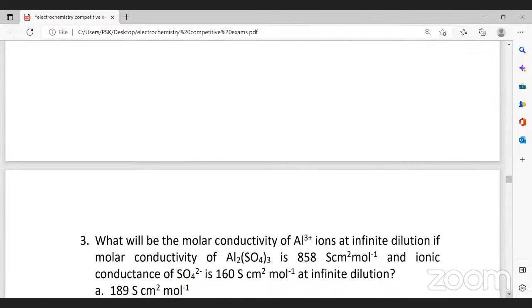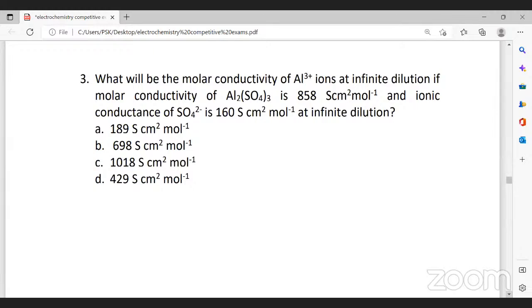The third question: what will be the molar conductivity of Al3 plus ions at infinite dilution if the molar conductivity of Al2(SO4)3 is 858 Siemens centimeter square per mole, and the ionic conductance of sulfate is 160 Siemens centimeter square per mole at infinite dilution? Now, can I say lambda naught M of Al2(SO4)3 is equal to? So we need to subtract it, right, sir?